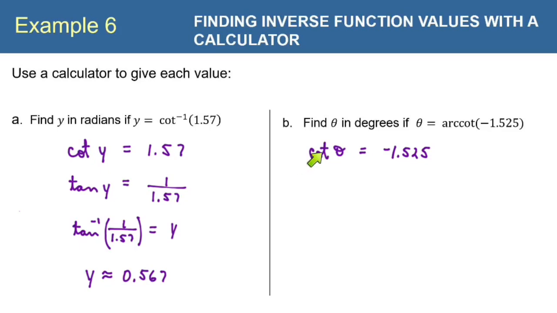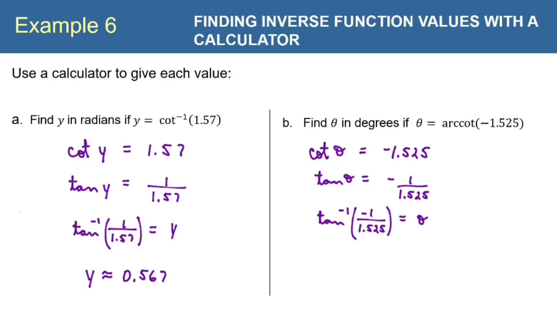Now let's switch into tangent form. So if the cotangent of theta is this number, then taking the reciprocal of both sides, that means that the tangent of theta is the reciprocal of that number. So negative 1 over 1.525. Now you'll notice that I left the negative in the top of the fraction, and it does not matter one bit if you put the negative in the top or the bottom. But now to get an answer from the calculator, we're going to go back to inverse form. So it's going to be tangent inverse of this number equals theta.